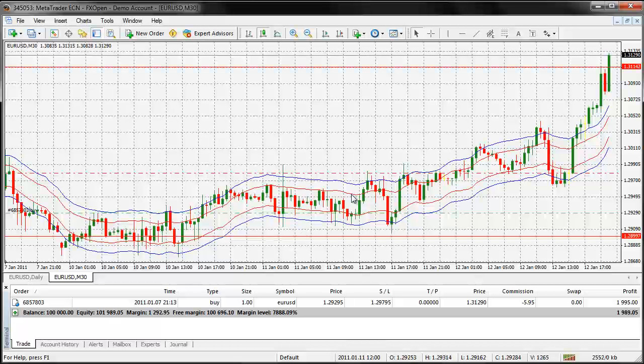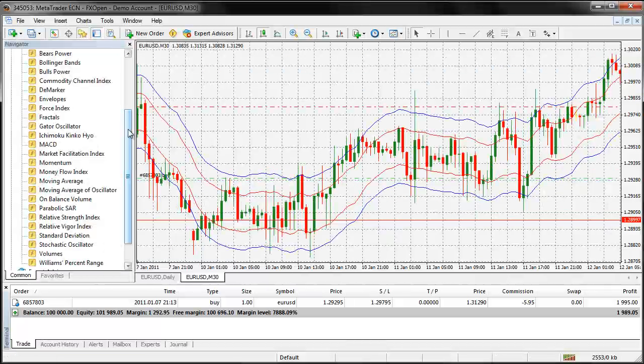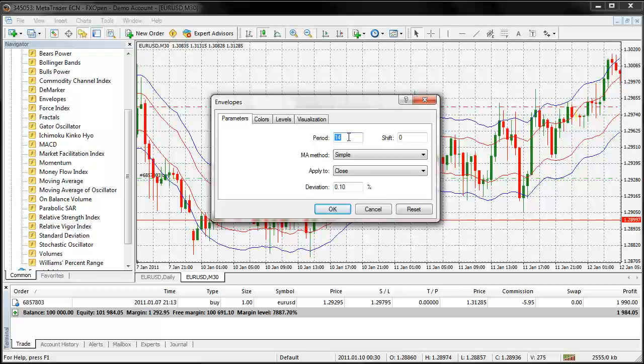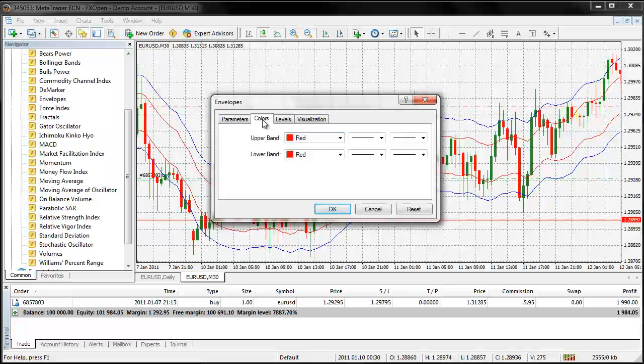What I have on the chart here is basically two sets of the envelopes indicator. So we go over to the Navigator section and locate the envelopes. Simply left click and drag and drop, and your first one is going to look similar to this. Type in period 14 if it's not already in there. Leave it to simple, leave this to apply to close, and set the deviation to 0.10%. Go over to your colors and this time choose red.